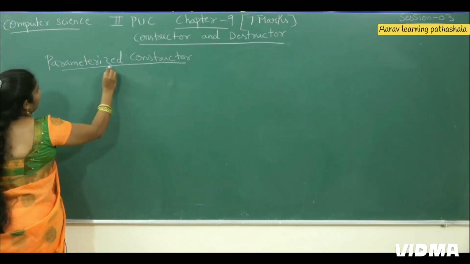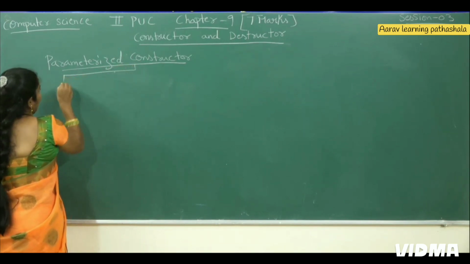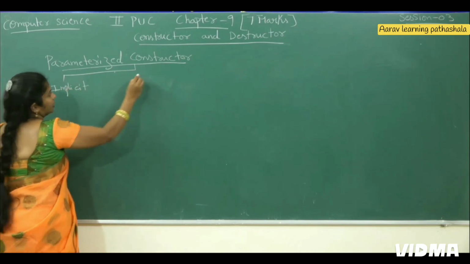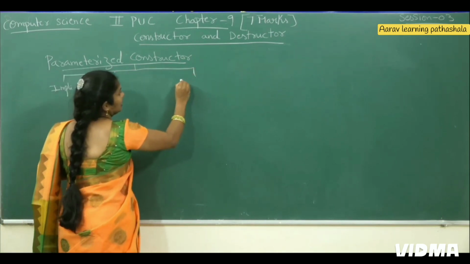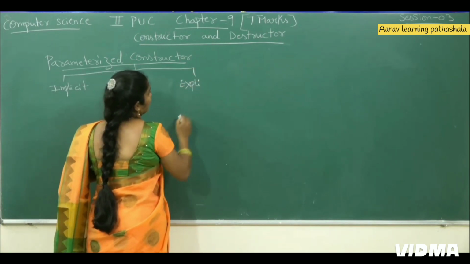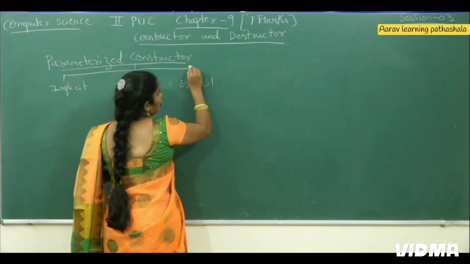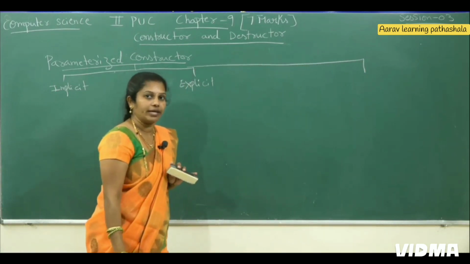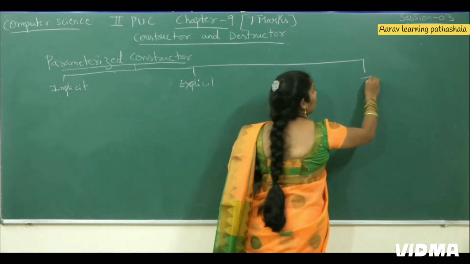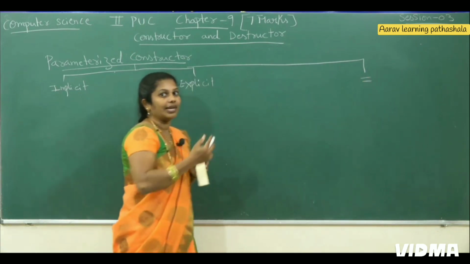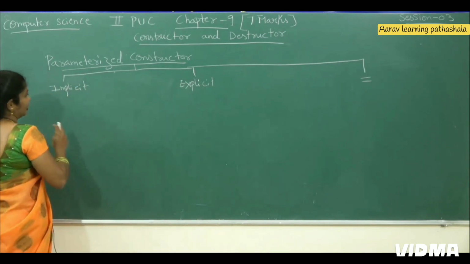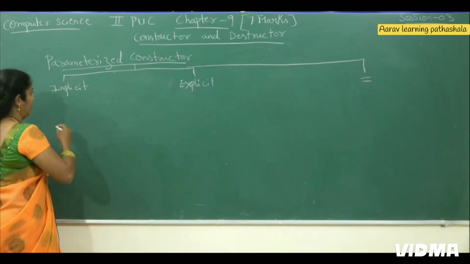It can be invoked in three methods: implicit call, explicit call, and the last one is initialization at the time of declaration with assignment operator. Assignment operator, that is the equals operator, can also be used to initialize. Whereas in implicit call we declare the variables.